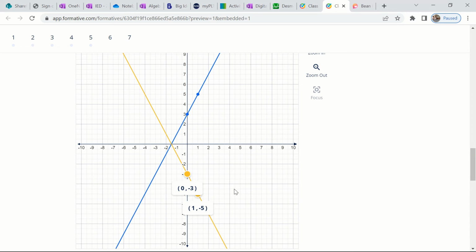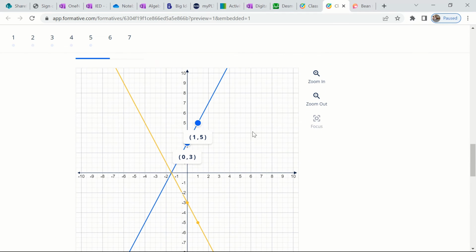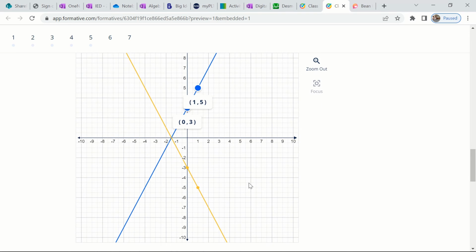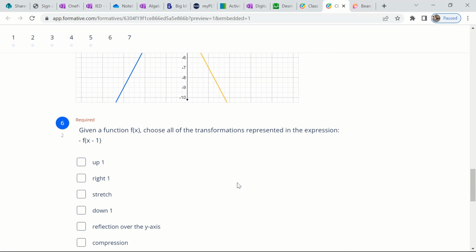There we go. Okay, and I'm going to click off of that, just to be able to see it. Yeah, that looks right. And one way you can check it is where it crosses the x-axis. Since this is a reflection over the x-axis, then a point on the x-axis would reflect onto itself. And so they should cross at the same point. Okay, so that's your mirror image, and that's using the definition of what it means to reflect.